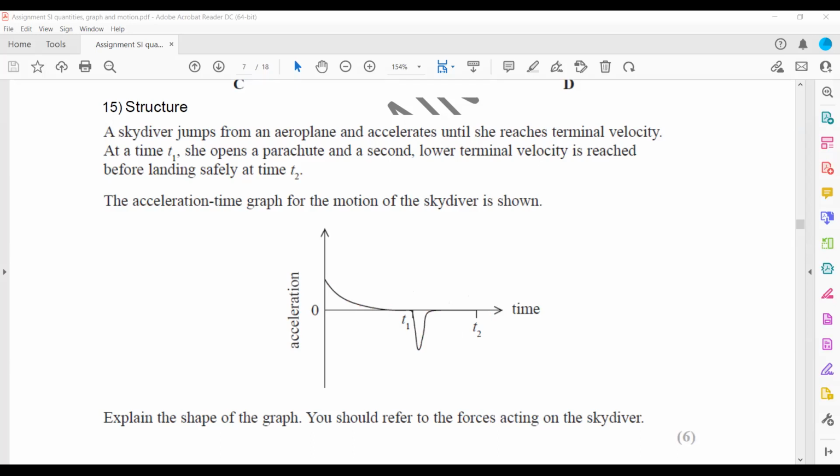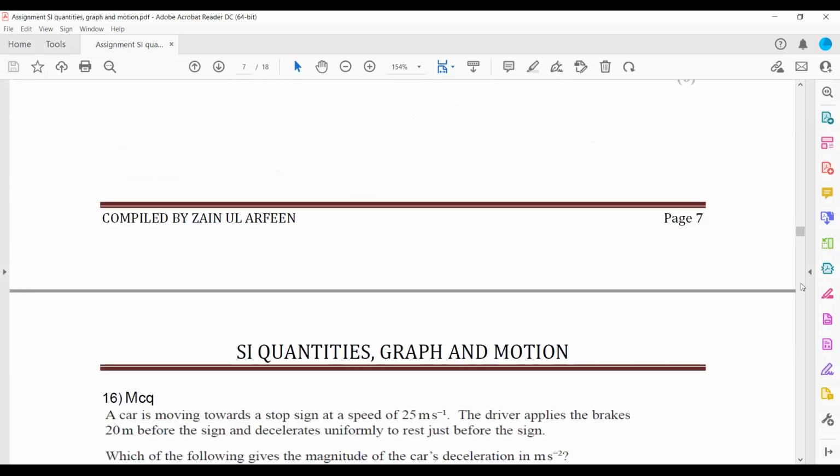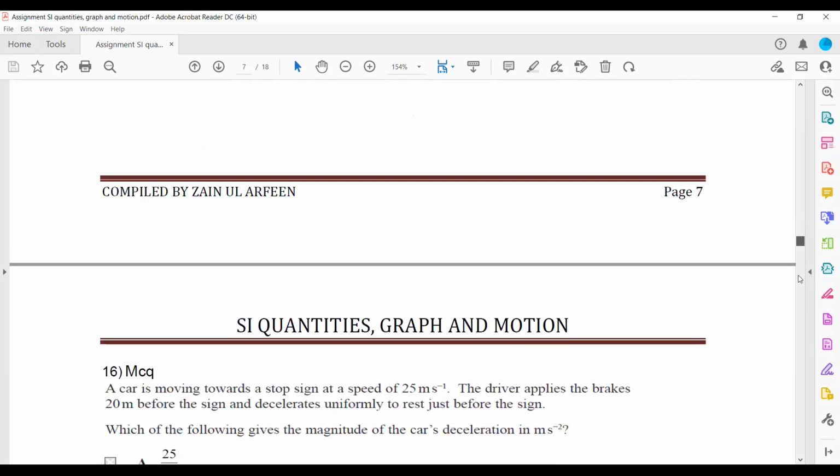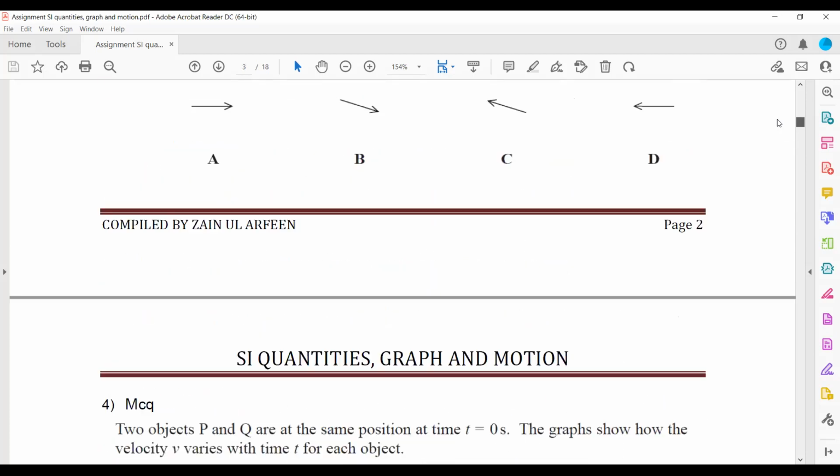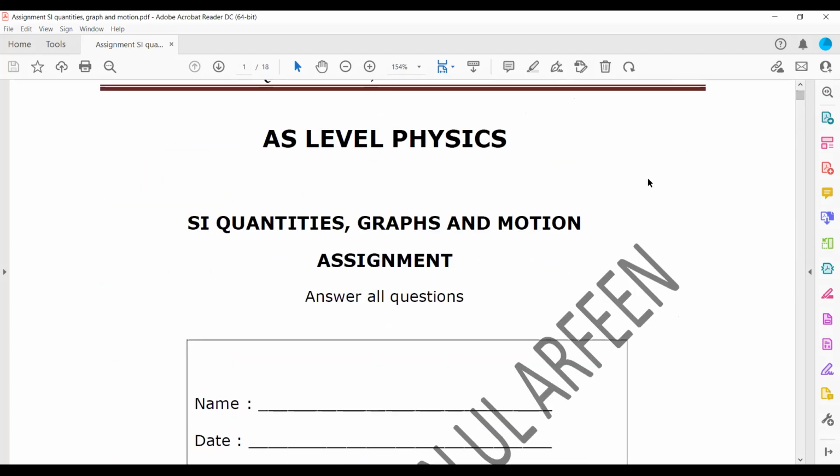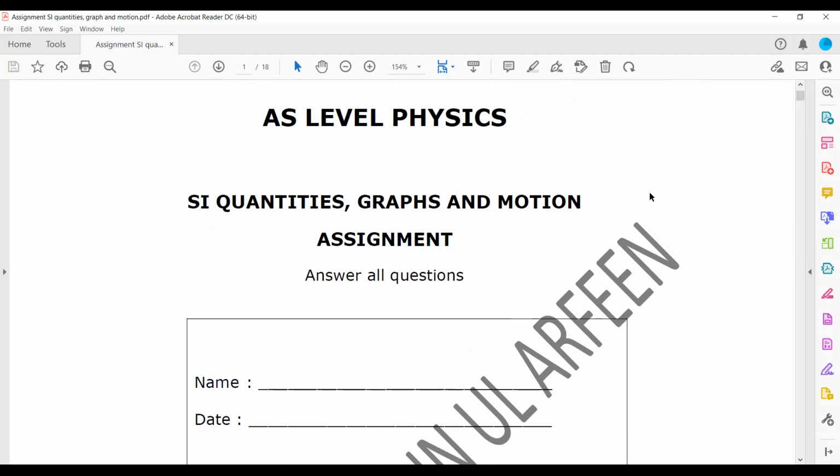Is it clear, this part? Question 15, the motion of a skydiver. Yes, sir. Okay. Any other question from this assignment? SI quantities, graphs, and motion? No, sir. Okay.